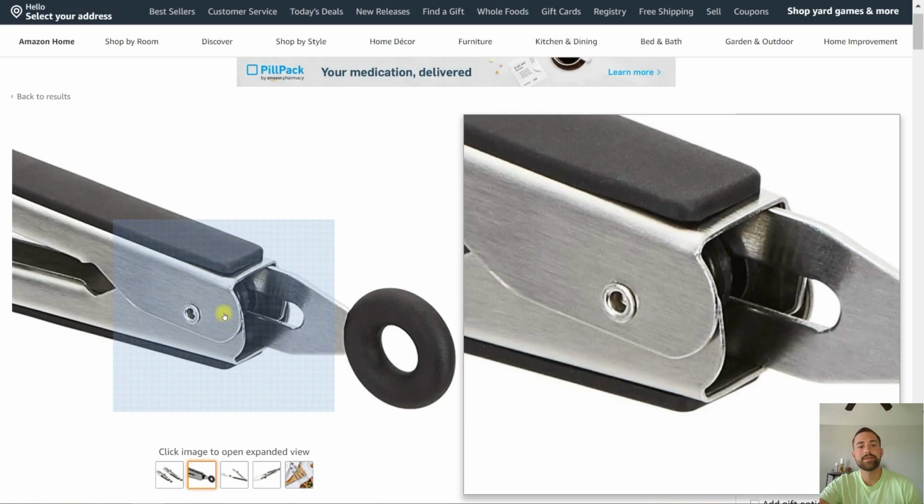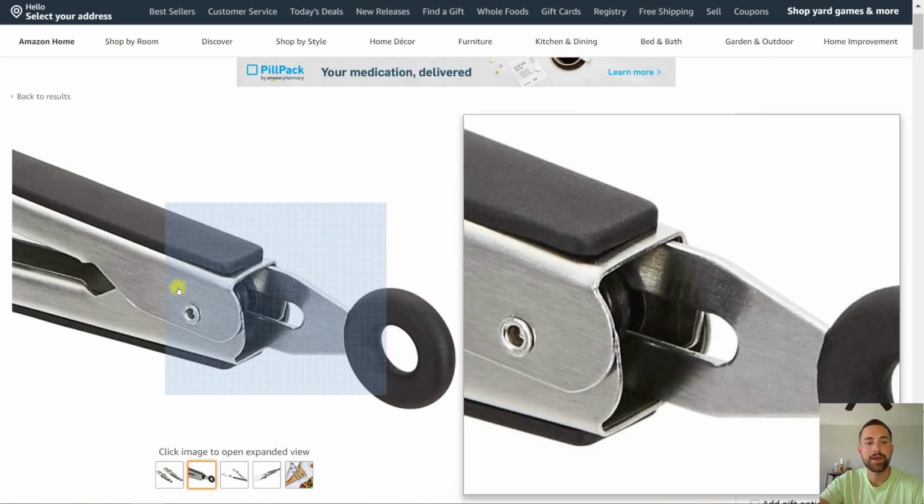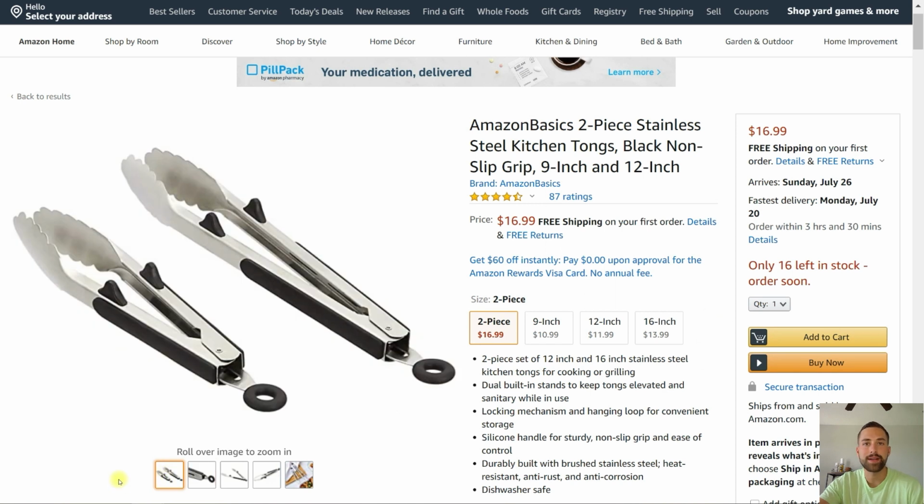All right, now that we decided that we want to sell a similar or identical product to these cooking tongs, we need to find a manufacturer overseas. So I get a question a lot. Hey Josh, how do you actually find your manufacturers? How do you find your suppliers? How do you just get in contact with these people overseas?